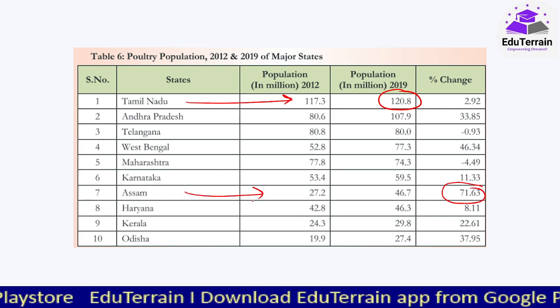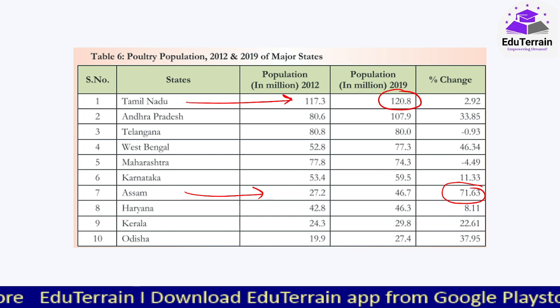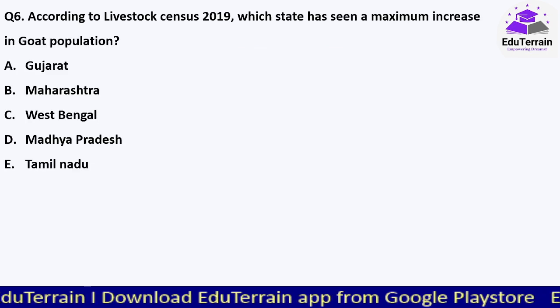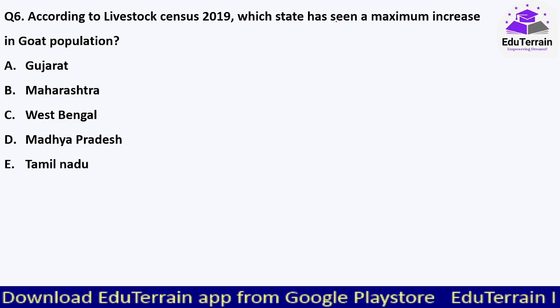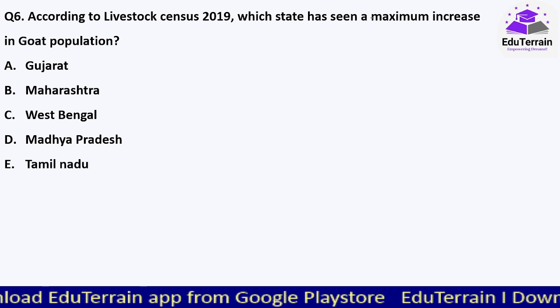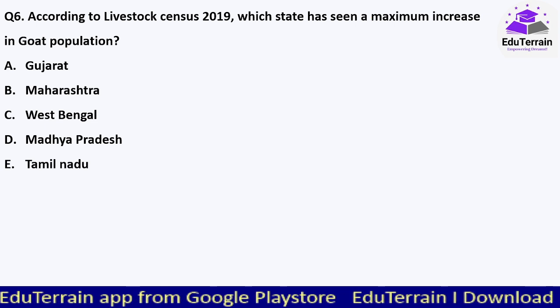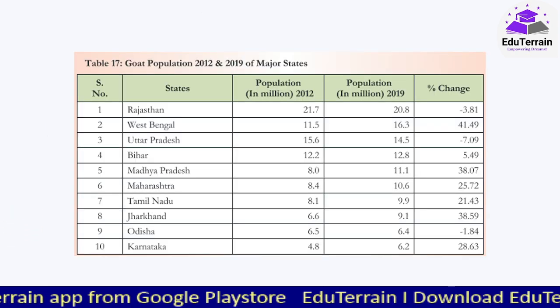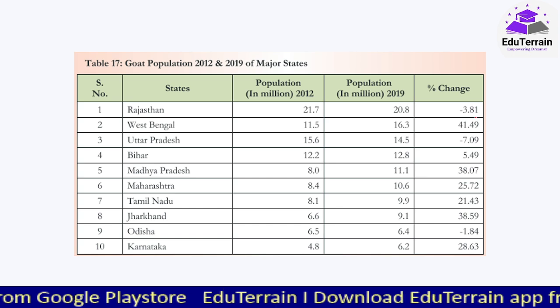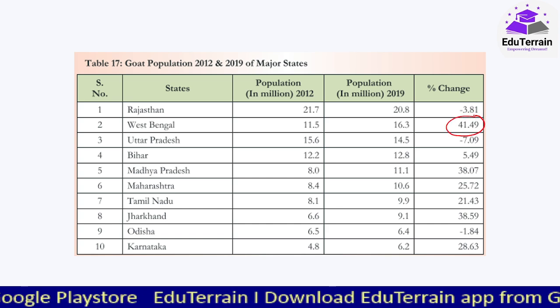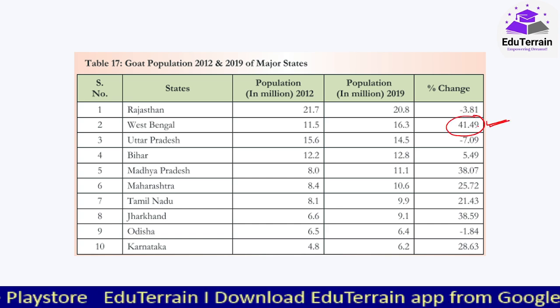So highest growth Assam and highest population Tamil Nadu. मैं correction कर दूंगी जब ये PDF अपलोड करूंगी. According to Livestock Census 2019, which state has seen a maximum increase in goat population? अब goat population में किसका highest था? It is actually West Bengal that has seen the highest increase, as you can see here, with 41.49%.